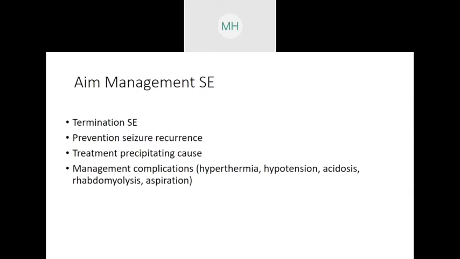So what is our aim of treatment for this kind of patient? Number one, we should terminate the status abruptly, because the longer the seizure occurs, the higher the chance that the seizure won't respond to anti-epileptic drugs, and the higher the chance of permanent neuronal injury. Second, we want to prevent another episode of seizure, as well as treat the underlying cause.